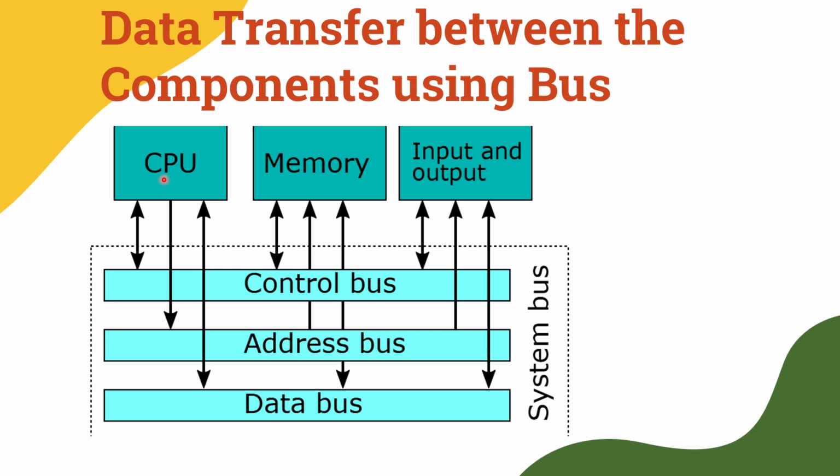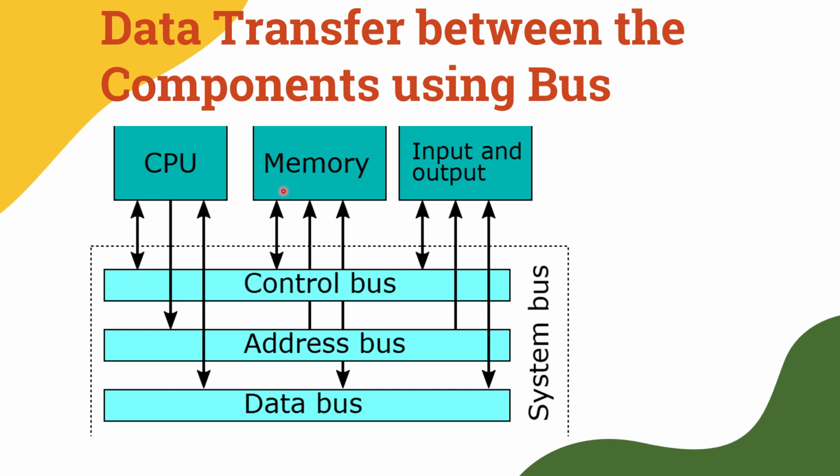So if, for instance, the CPU wants to read data from the memory unit, how will it communicate with the memory unit? First, the CPU will send the address of the memory location from where it wants to fetch the data on the address bus. Along with the address, it will also send a control signal on the control bus.